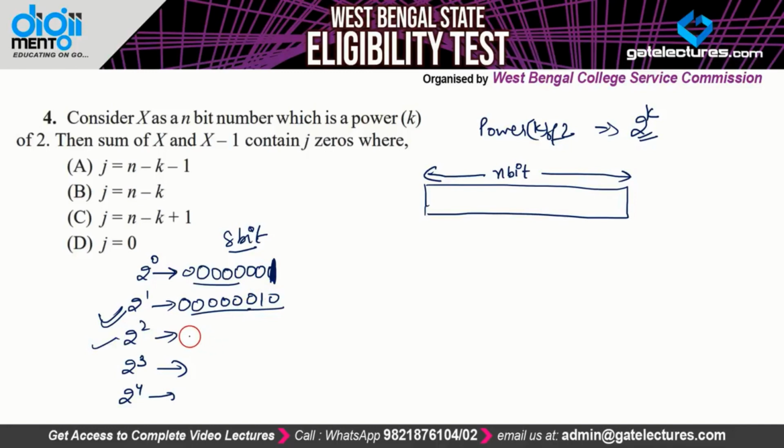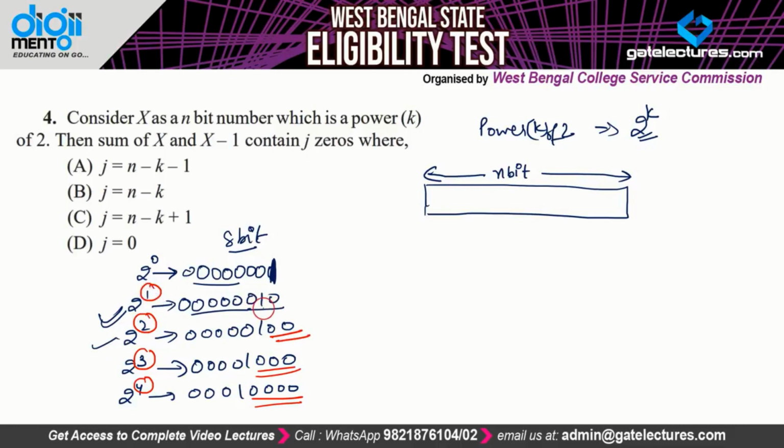2 raised to power 2 can be represented like this, 0 0 0 0 0 1 0 0. 2 raised to power 3 can be represented like this, 0 0 0 0 1 0 0 0. 2 raised to power 4 can be represented like this, 0 0 0 1 0 0 0 0. Okay, so whatever the power is, for example, if we have power 4, that means we have 4 zeros. If we have power 3, that means we have 3 zeros here. If we have power 2, that means we have 2 zeros here. If we have power 1, that means we have 1 zero on the right hand side here.